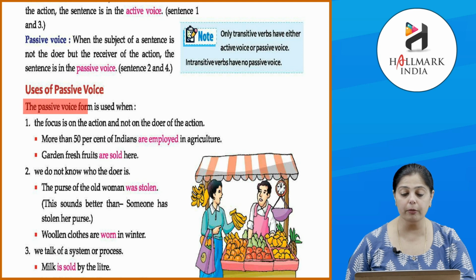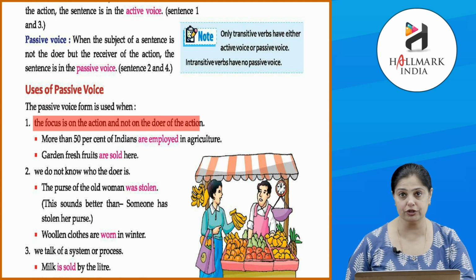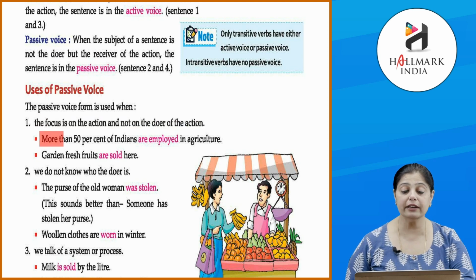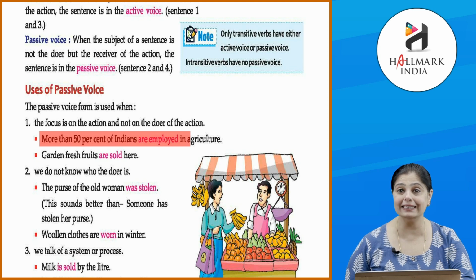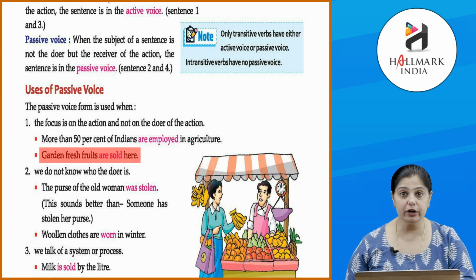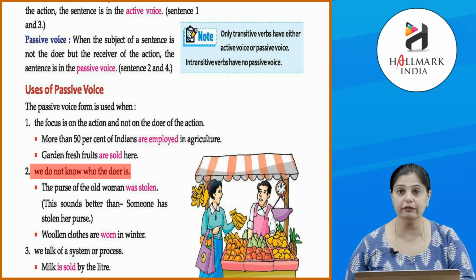The passive voice form is used when the focus is on the action and not on the doer of the action. Okay, now more than 50% of Indians are employed in agriculture. Garden fresh fruits are sold here. So passive voice में we focus on the action. Action पे focus होता है. Action कौन कर रहा है उस पे focus नहीं होता है. Okay, when we talk about more than 50% of Indians are employed in agriculture. Garden fresh fruits are sold here. Okay. We do not know who the doer is. तो हमें doer के बारे में कोई information नहीं.